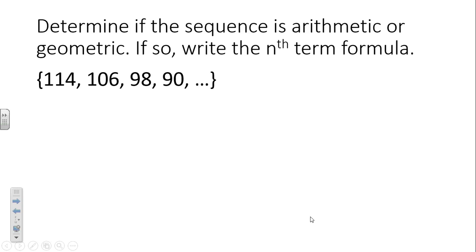So first of all, I want you to decide if this sequence is arithmetic or geometric. A little bit of review from last week. And if so, I want you to find the nth term formula. In other words, I want you to find the explicit definition for the formula. Arithmetic or geometric. And once you figure out which, I want you to write the explicit definition for me.